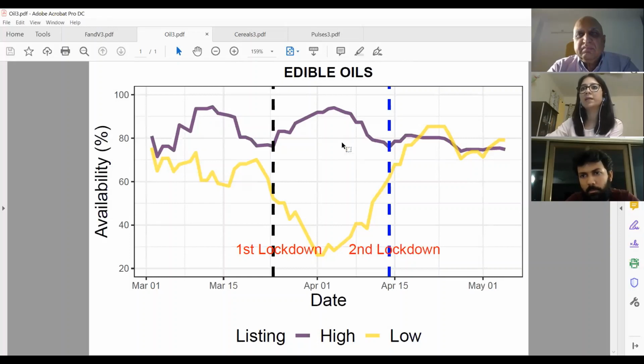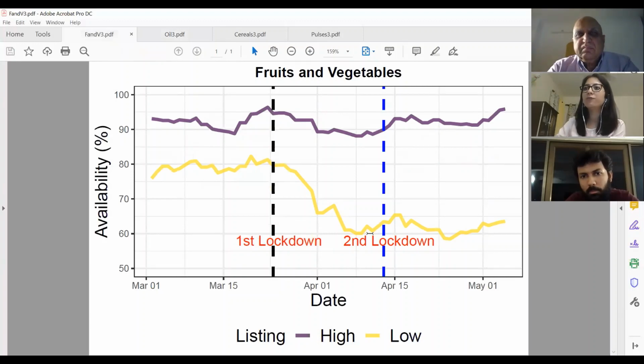What's the difference between edible oils and the fruits and vegetables that I showed earlier? There are two differences. One is that the fruits and vegetables are perishables, whereas edible oils are non-perishables, they can be stocked up. Even if the truck has been stuck for 10 days, the oil in the truck will not get bad. The truck can move in after 10 days and the supply is going to be restored. But if a truck of tomatoes has been stuck for 10 days, there is no way you're going to recover the losses because they would have gone bad.